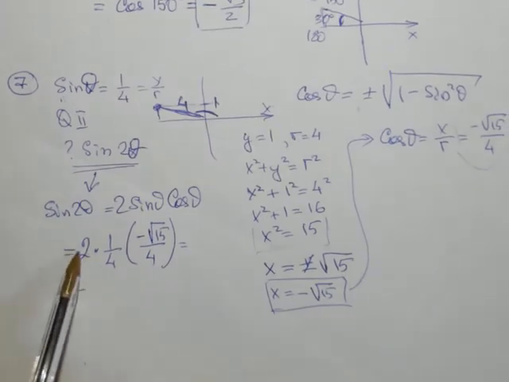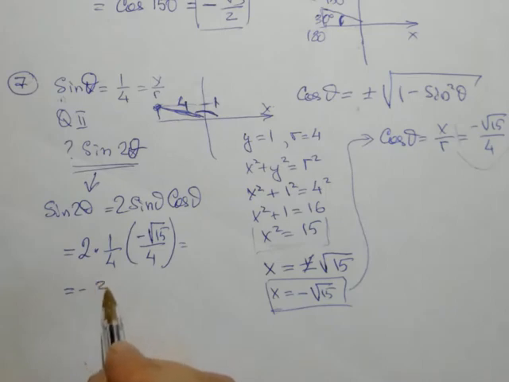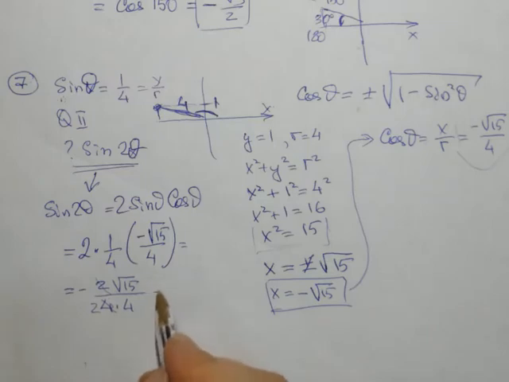And then in the numerator we have 2 and square root of 15. And in the denominator we have 4 times 4. We can divide by 2, numerator and denominator. So we get negative square root of 15 over 8.